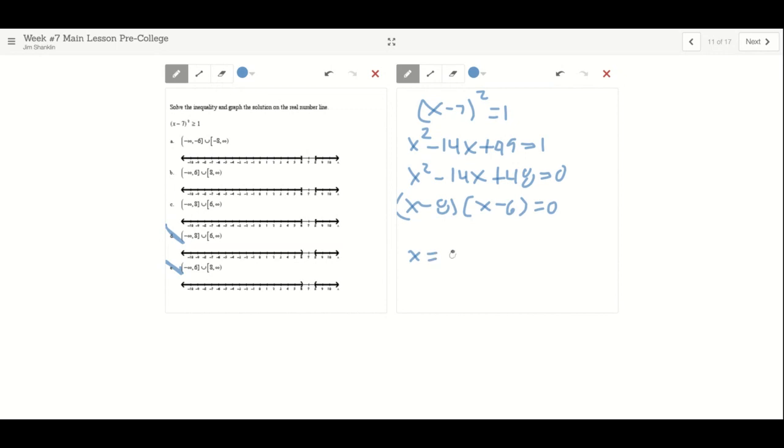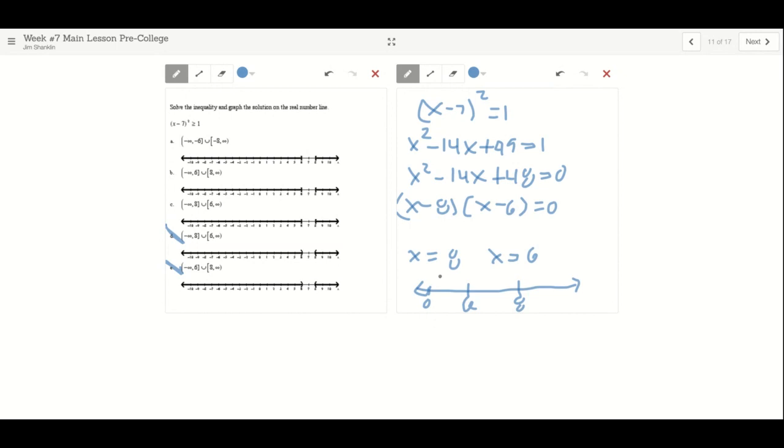And then I'd say, okay, my solutions are x equals 8, x equals 6. So then I would draw my number line out here. I would put 6 here, 8 here, and then I would take values. I always take 0 because 0 is way over here. I always take 0. Why do I take 0? Because 0 is easy to plug in, okay? That's the only reason I take 0.